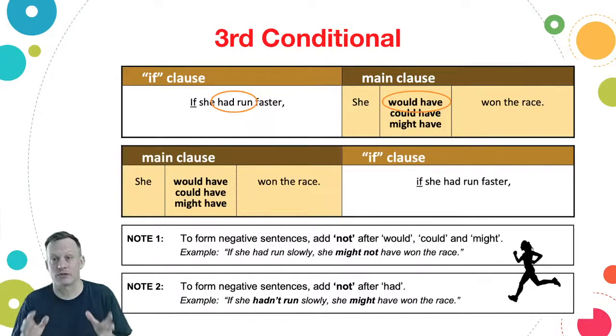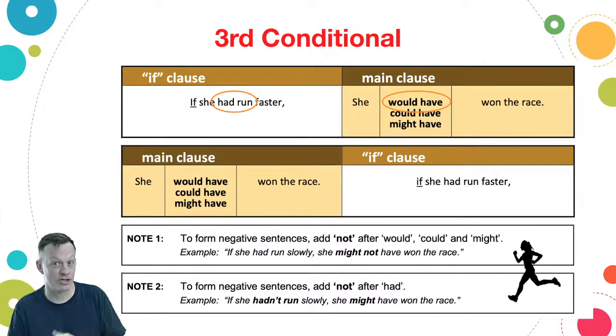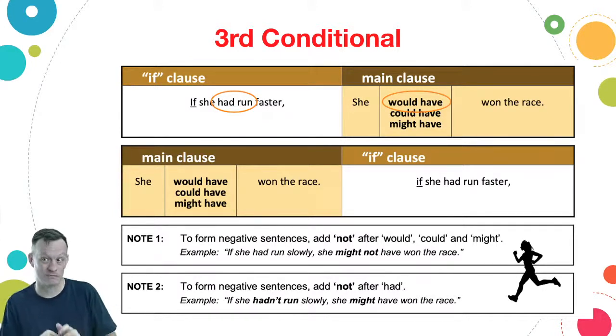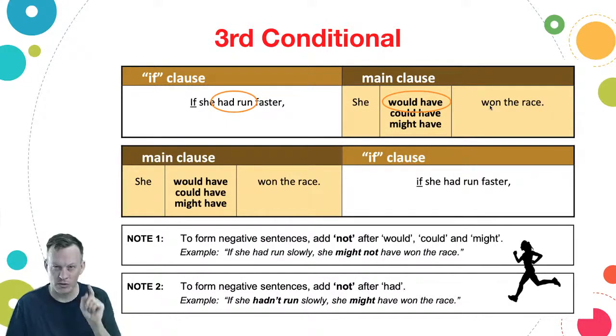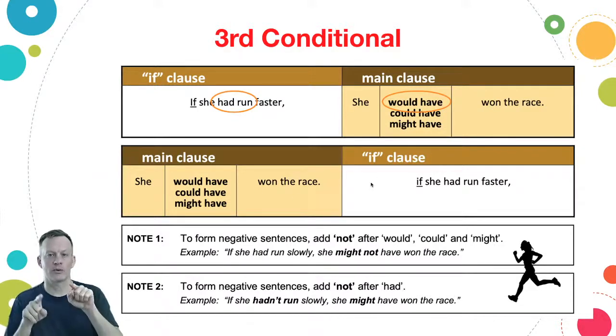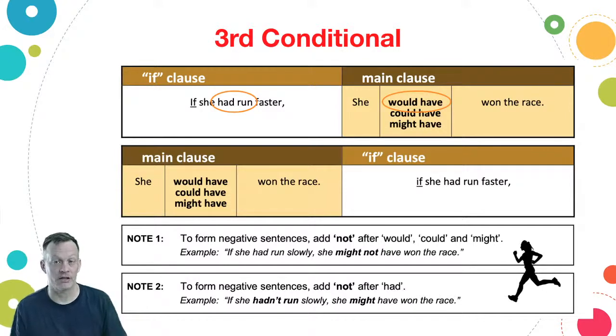You know, it's not for certain, but if she had run faster, she might have won. Yeah, it was a good possibility. We will never know because she didn't run faster and she didn't win the race. Notice that it's in the past. And the second row is just showing that you can flip the if clause and the main clause, and it has the same meaning.